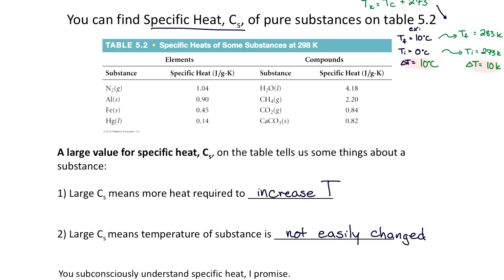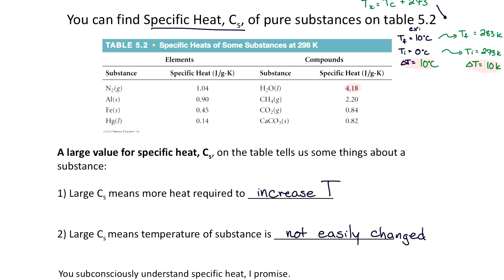Here we see a bunch of samples. Water has this specific heat, 4.18. You're going to use this a lot in lab. We always give you specific heats if they're needed in a problem, but I promise you'll probably remember what water is.